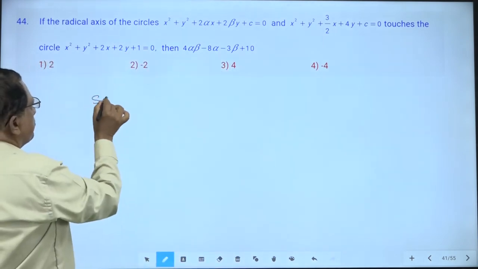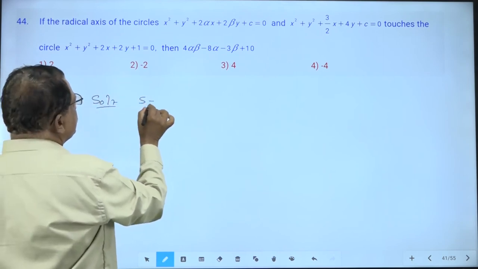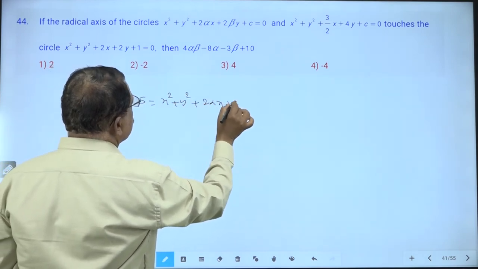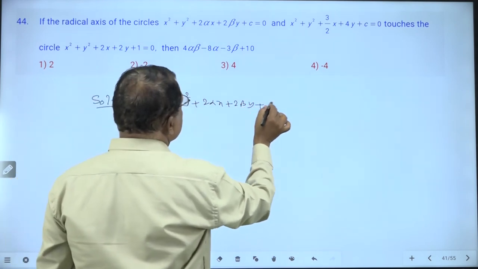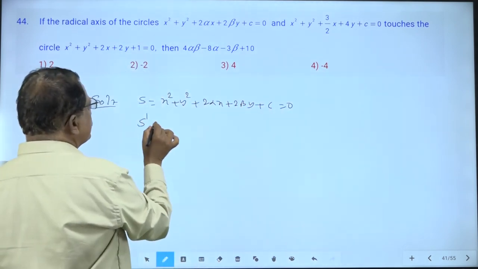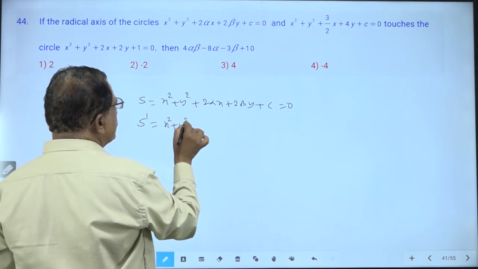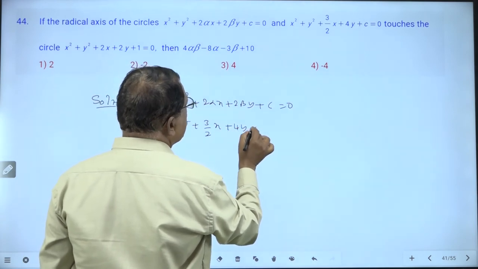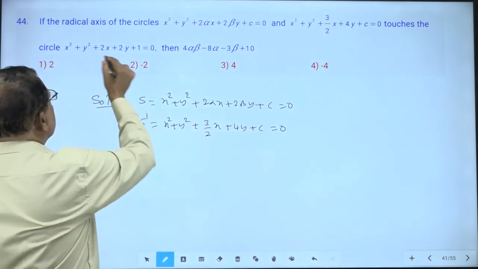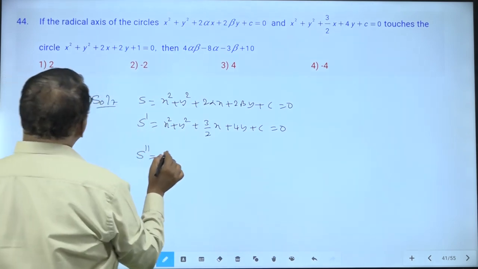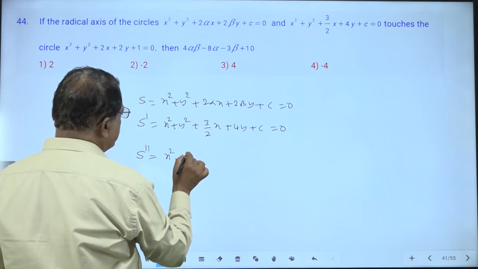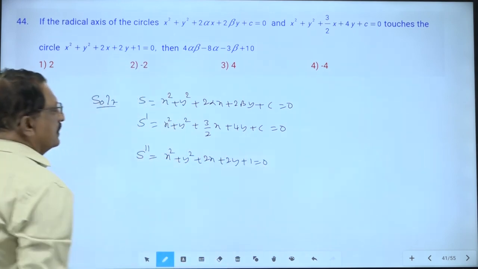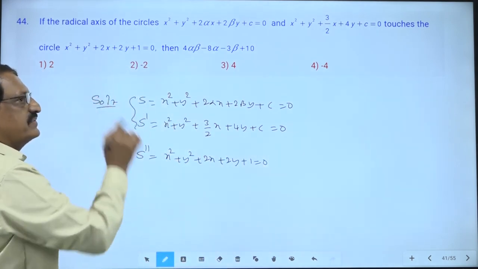Now, solution. Here, the first circle, S equals x square plus y square plus 2 alpha x plus 2 beta y plus c equals 0. Second circle equation, S dash equals x square plus y square plus 3 by 2 of x plus 4y plus c equals 0. Now, consider the third circle, S double dash equals x square plus y square plus 2x plus 2y plus 1 equals 0.